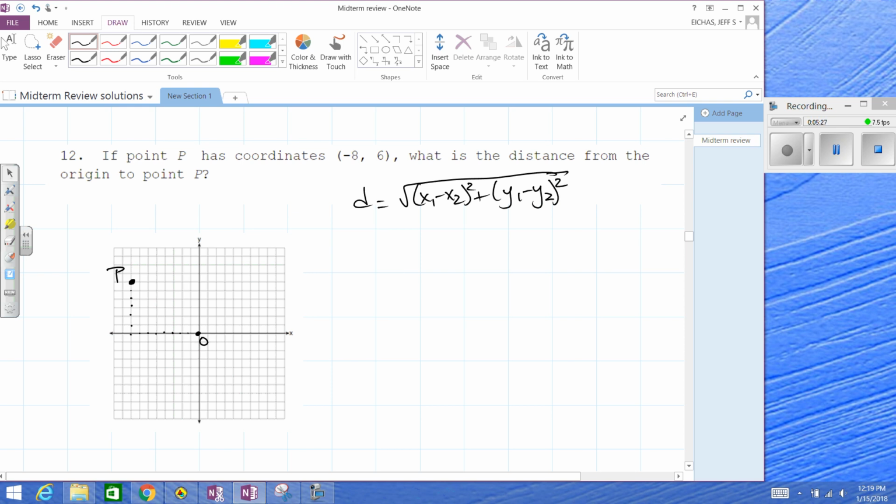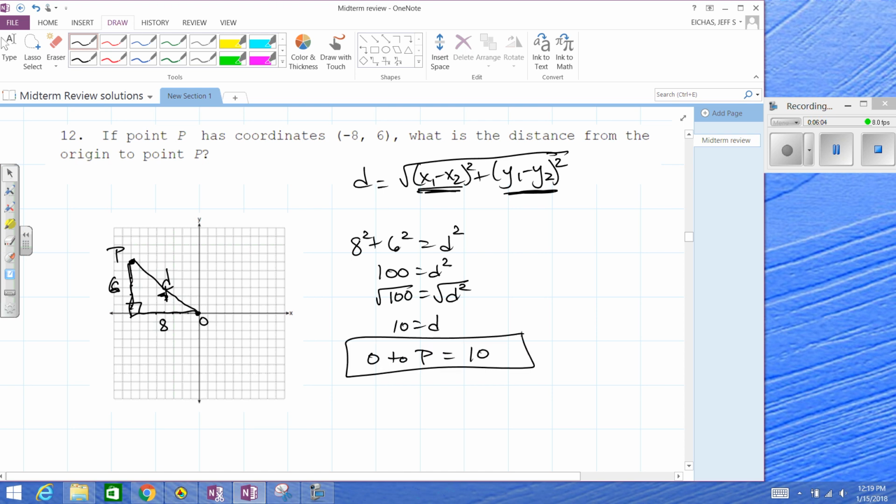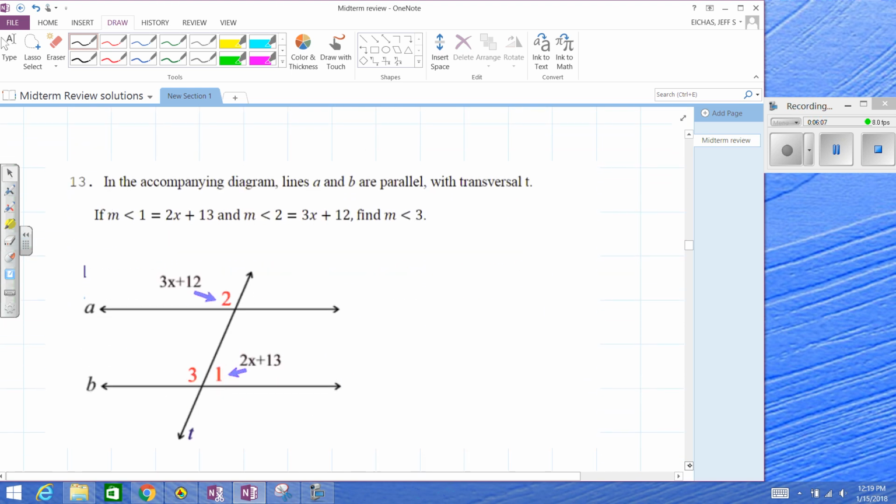Basically, your x1 minus x2 is this distance, which is 8. Your y1 minus y2 is basically this distance, which is 6. And then d for distance. So we're going to use the Pythagorean Theorem instead. 8 squared plus 6 squared equals d squared. That only works for right triangles, which is what we created there. 100 equals d squared. Square root both sides. And the distance from the origin is 10. All right. Another one, we've got time for that.